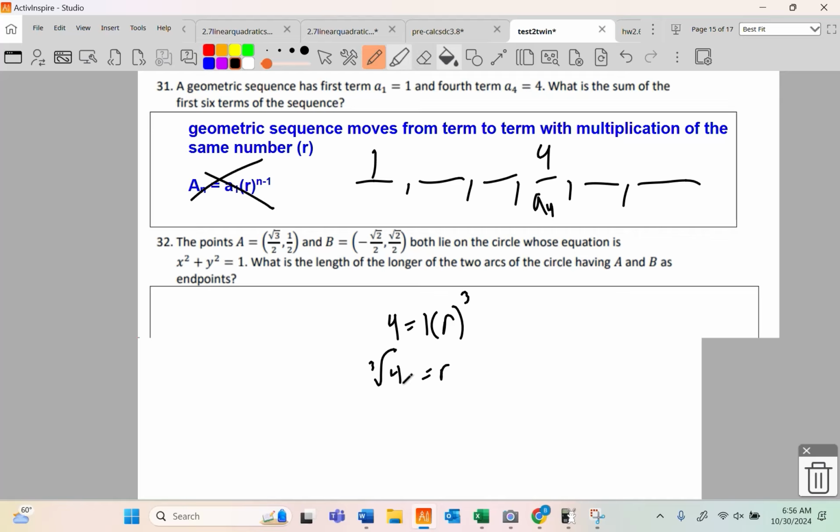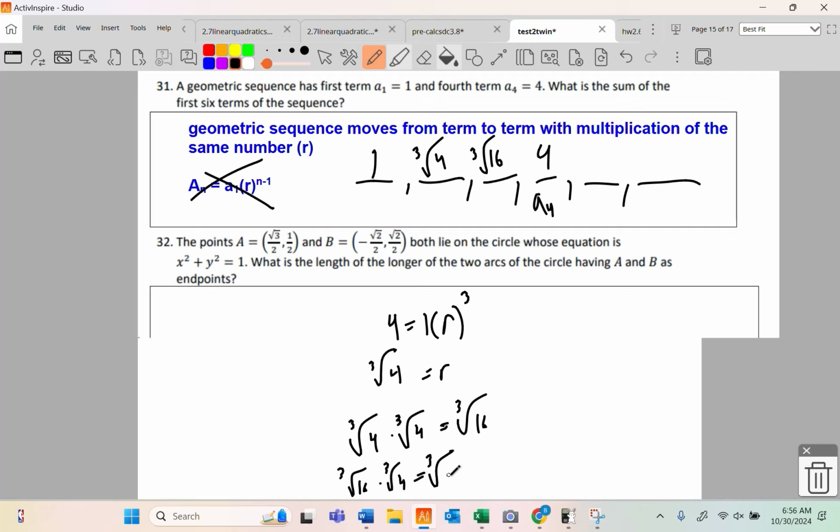I see it now. I didn't see it before. Okay. So anyways, 1 times the cubic root of 4 is going to be the cubic root of 4, and this is not the square root. What's the cubic root of 4 times the cubic root of 4? What's the cubic root of 16? If you do the cubic root of 16 times the cubic root of 4, you get the cubic root of 64, which is 4. So that's why it was working.